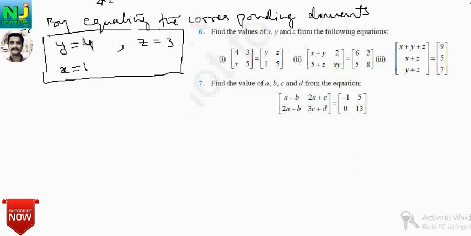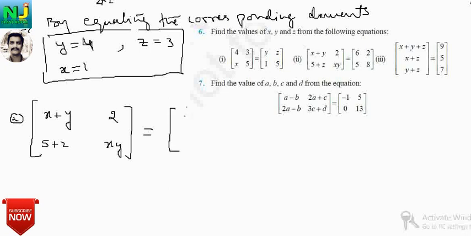In the problem number 2, very simple problem. Again, you have to find out the values of x, y, z only. In the problem number 2, look at here. x plus y, 5 plus z, 2, xy equals 6 2, 5 8.